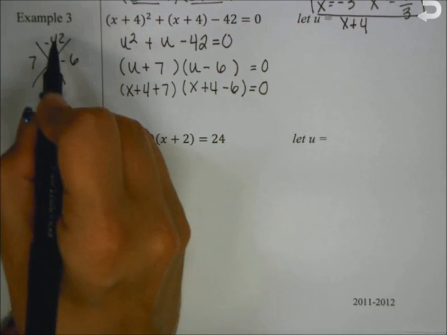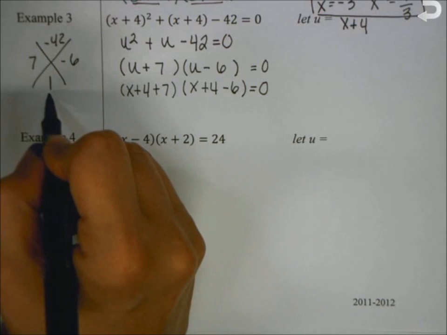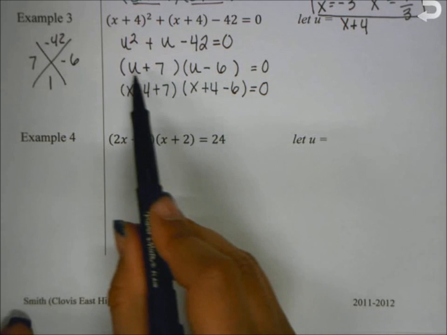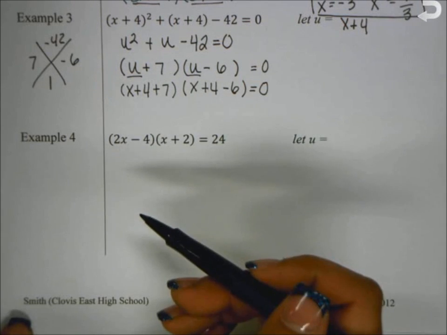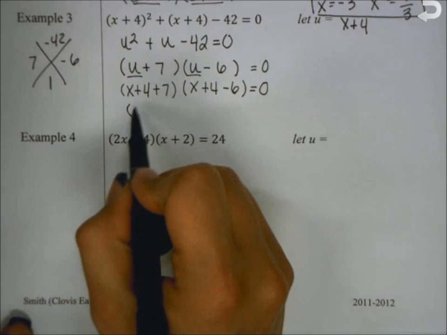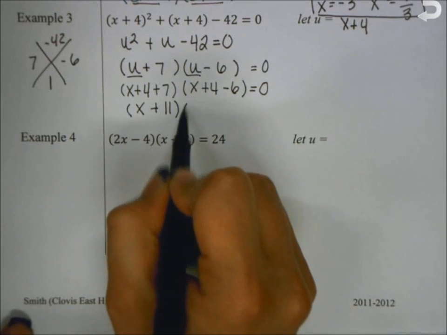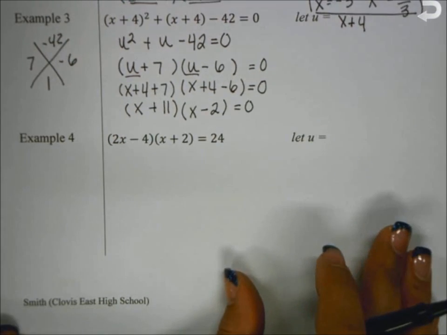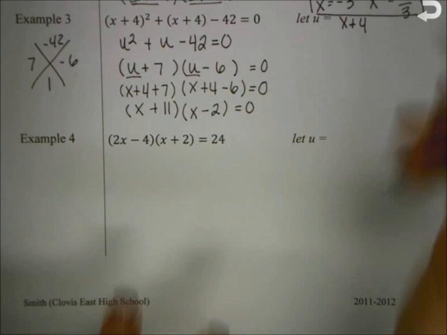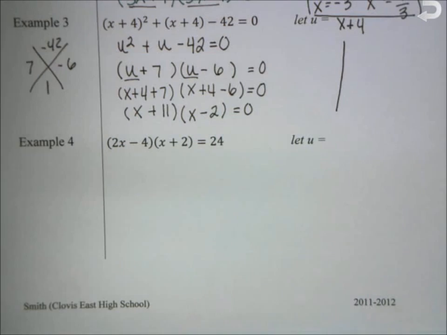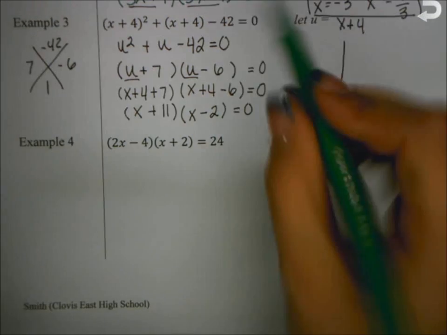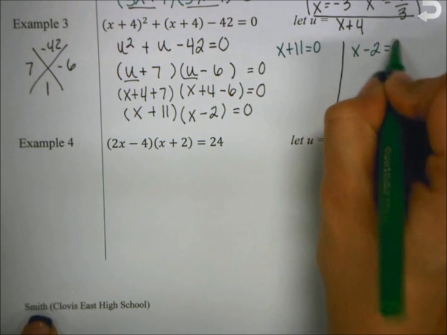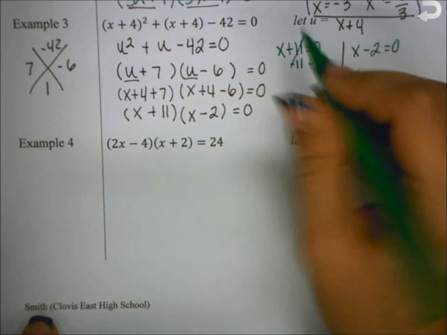Okay, so then I need to plug my quantity back in for u. And then let's simplify this. So this would give me x plus 11 times x minus 2 equals 0. And now I have two quantities, so each one of those equals 0. So x plus 11 equals 0, and x minus 2 equals 0. Subtract 11 from both sides, and I get x equals negative 11. On this one, I add 2 to both sides, so x equals 2. So my answer, x equals negative 11 or 2.